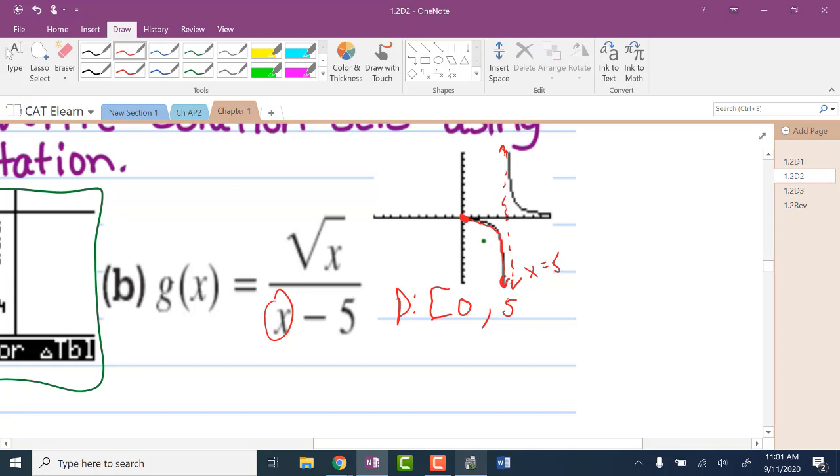We're going to talk about this behavior at the end of the notes. Union that with 5 to infinity. That was our domain because you could see this graph goes forever. So forever after that.